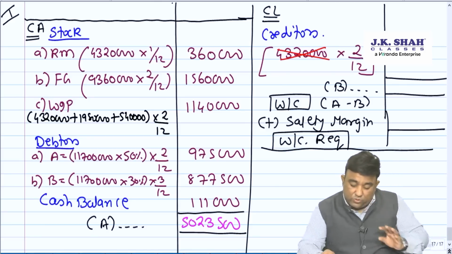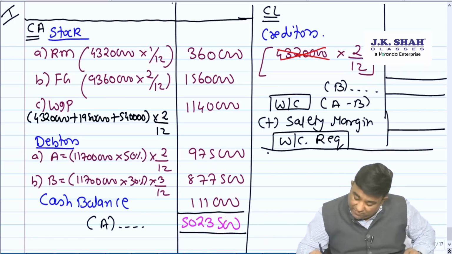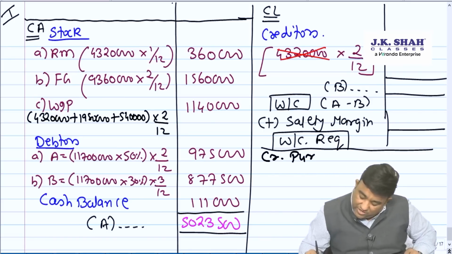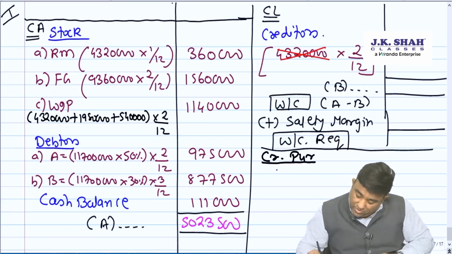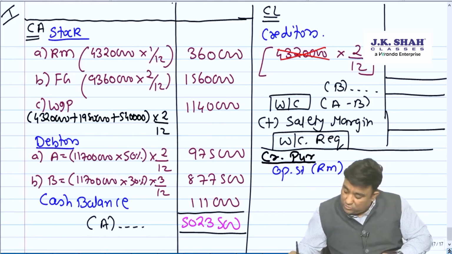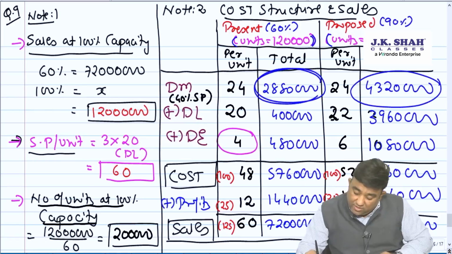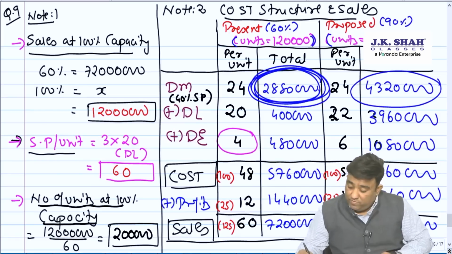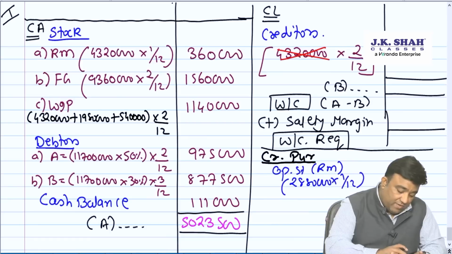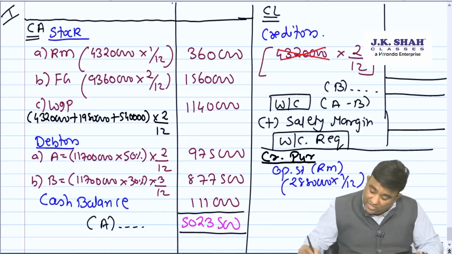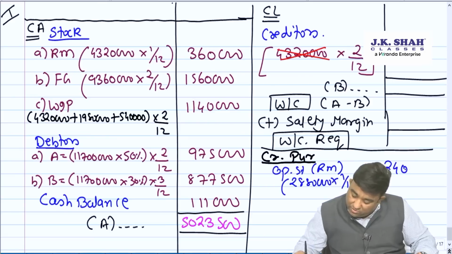Student, can I compute credit purchase, which is the very highlight of the example. There is a computation of credit purchase. Student, apply the concept of material consumption. What is that? Opening stock of raw material. Student, that will be based on a previous 28 lakh 80,000. 2880 into credit period is 1 by month. So 2880, that gives you the opening stock of 2,40,000.